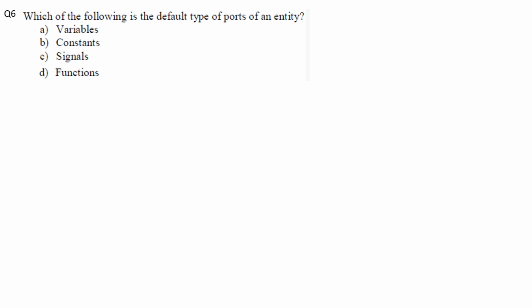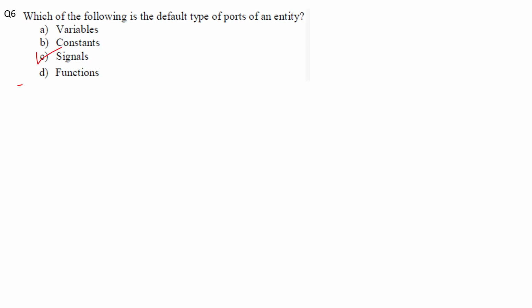So next question we have: which of the following is the default type of ports of an entity? A variables, B constants, C signals, D functions. So question 6 asks us, which of the following is the default type of ports of an entity? The default type of ports of an entity is signals.